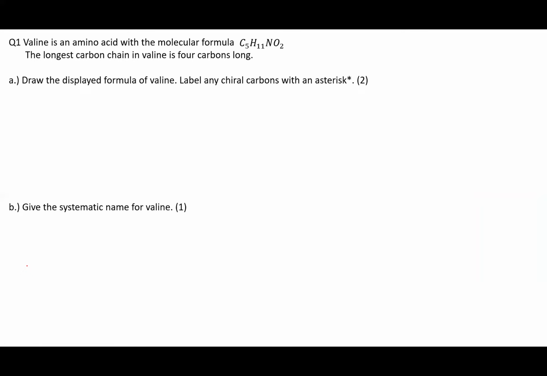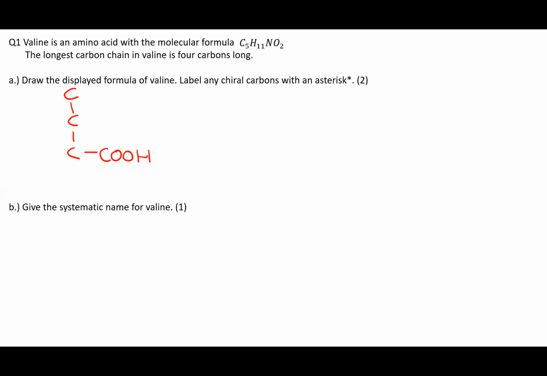So valine is an amino acid with the molecular formula C5H11NO2. The longest carbon chain in valine is 4 carbons long, and you're asked to draw the displayed formula of valine and to label any chiral carbons with an asterisk. So the longest carbon chain is 4 carbons long. So we know it's going to have a carboxyl group on there. So let's draw our carbons on first. I'm going to have a carbon here, 2, and go 3, and then have my carboxyl carbon coming off here. So I've got my carboxyl group here.